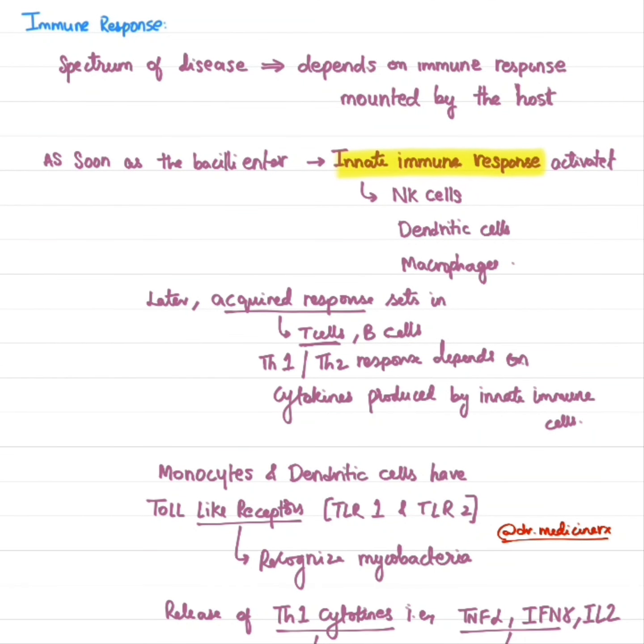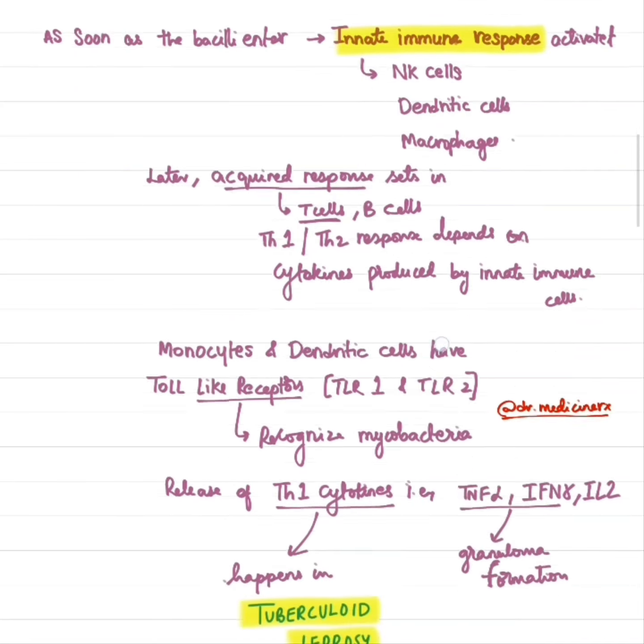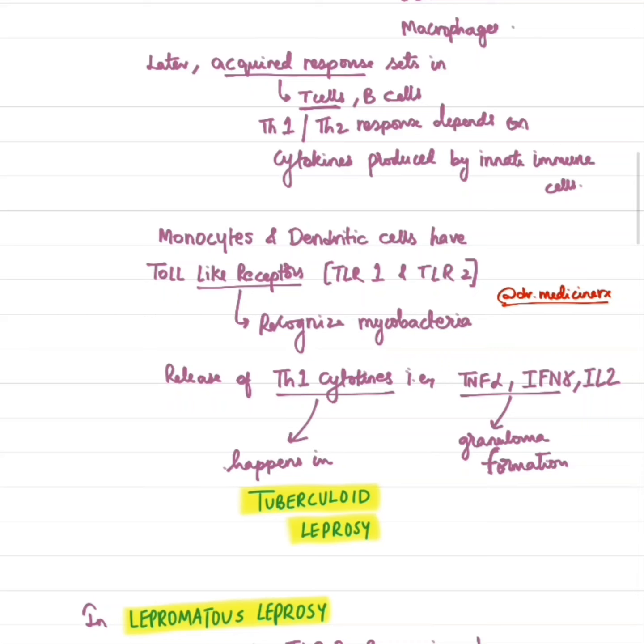Next, coming to the immune response that is seen, the spectrum of the disease, whether it is tuberculoid or lepromatous or in between, depends on the immune response mounted by the host. But as soon as the bacilli enter the body, the innate immune response gets activated. This response is constituted by the NK cells, the dendritic cells and the macrophages, and these cells kill the bacilli. After they kill the bacilli, the dendritic cells and macrophages engulf the killed bacillary particles and then present them via the MHC molecules to the T cells. Thereby, the acquired response sets in.